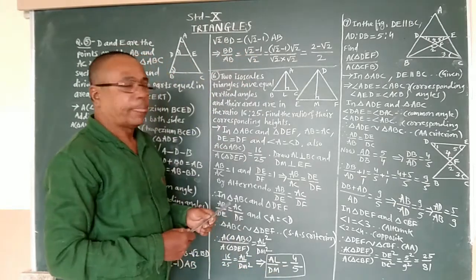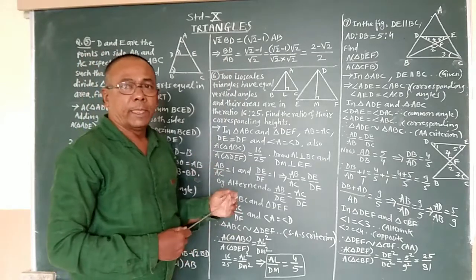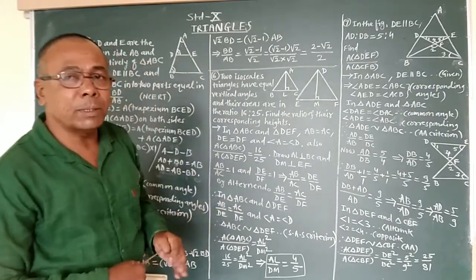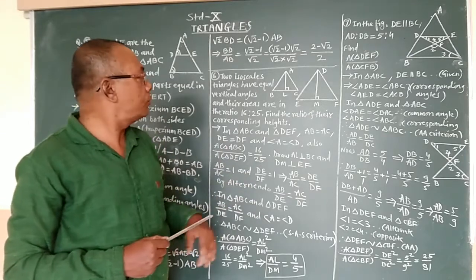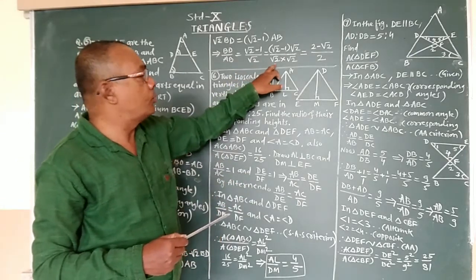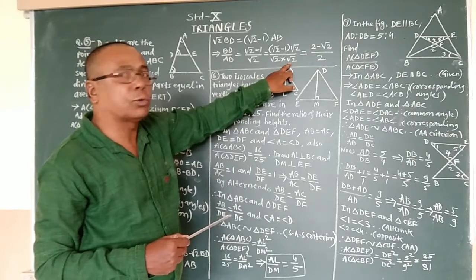Here root 2 is an irrational number and we have to rationalize the denominator, so we must multiply the denominator by another root 2.